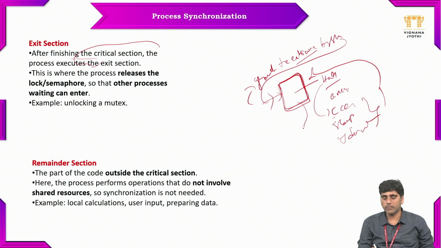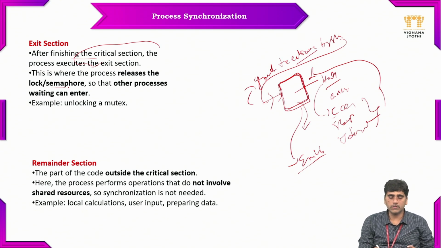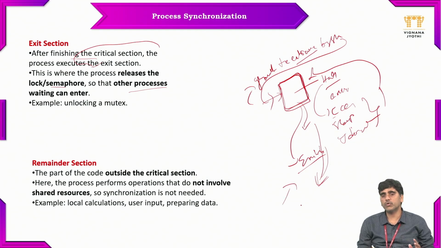After completing the movie, you exit from the theater. So the exit section will work. This is the way the process releases the locks or semaphores so that other waiting processes can enter. Once your show is over, the people waiting for the next show can enter into the hall.